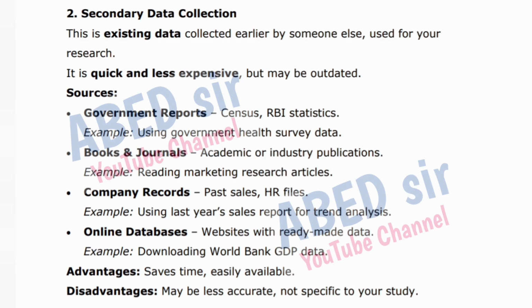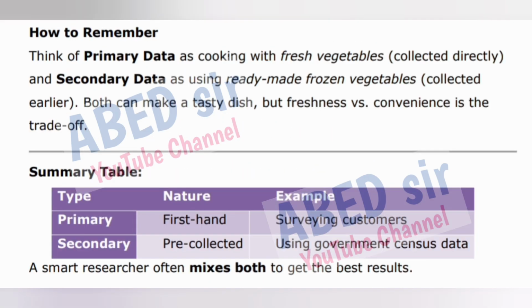Online databases, websites with ready-made data. Example, downloading World Bank GDP data. Advantages: saves time, easily available. Disadvantages: may be less accurate, not specific to your study. How to remember? Think of primary data as cooking with fresh vegetables, collected directly, and secondary data as using ready-made frozen vegetables, collected earlier. Both can make a tasty dish, but freshness versus convenience is the trade-off.